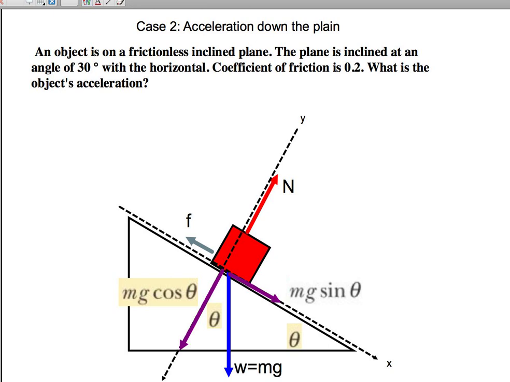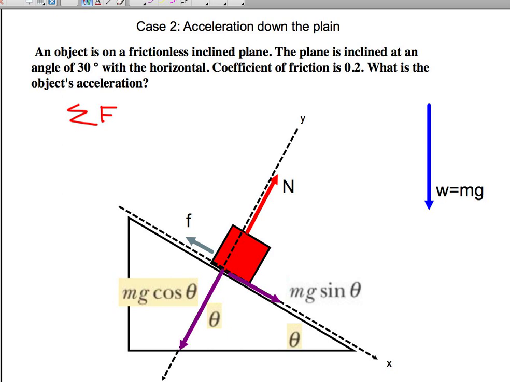We have the weight down, which is mg, and normal force up. The weight can be resolved into components, mg cosine theta and mg sine theta. That means we can take that away. These are now all the forces acting on the object. And once again, we're going to proceed: the sum of all the forces in the y direction is going to add up to zero, and all the forces in the x direction are not adding up to zero, they're adding up to ma.